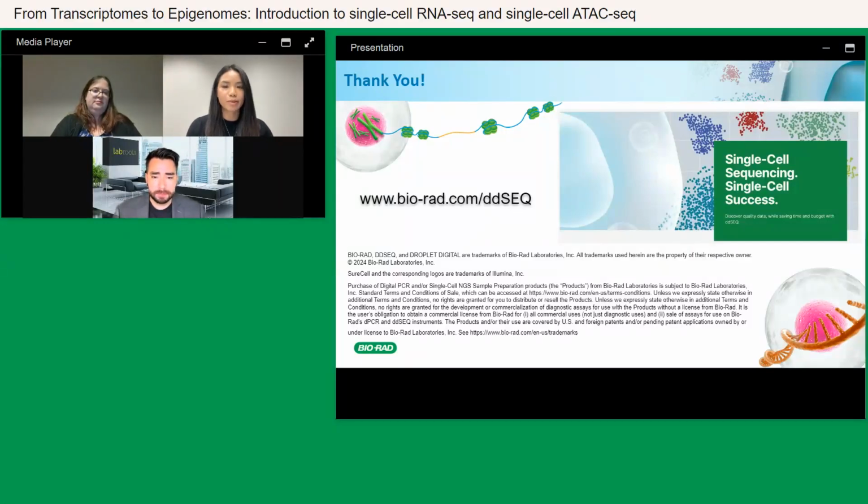Sure, I can answer that one. So tagmentation is a reaction that occurs in both single-cell RNA-seq and single-cell ATAC-seq. In single-cell RNA sequencing, it is a process where the cDNA is fragmented into smaller pieces as part of a regular library preparation, so you can add adapters to make it sequencing ready.